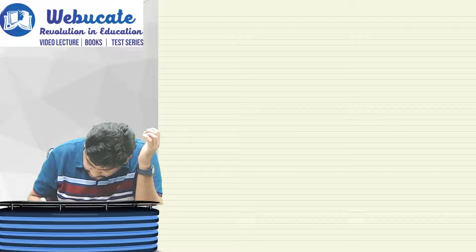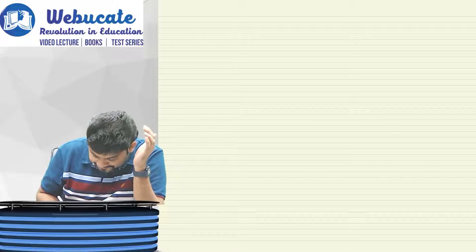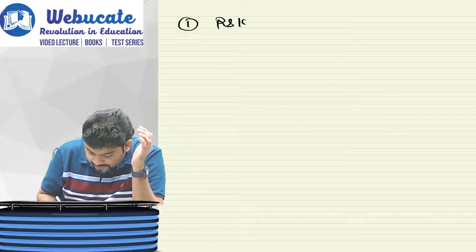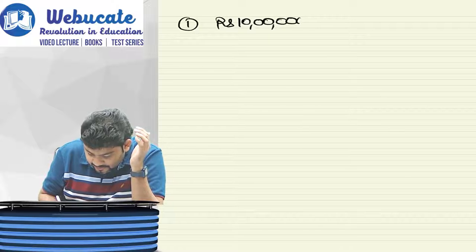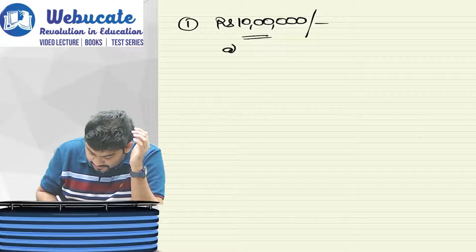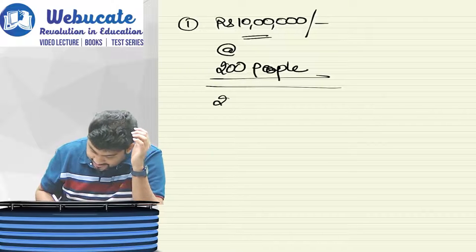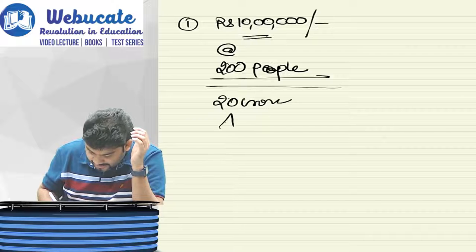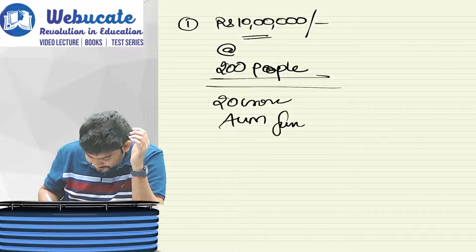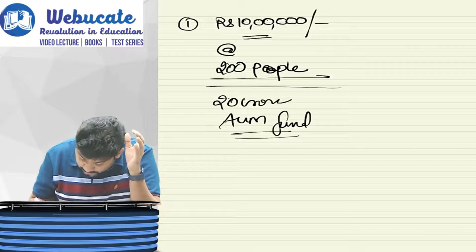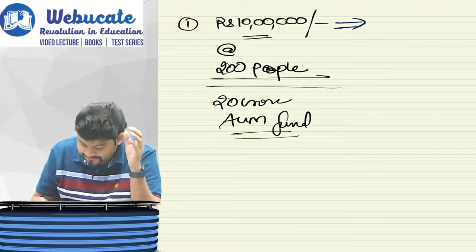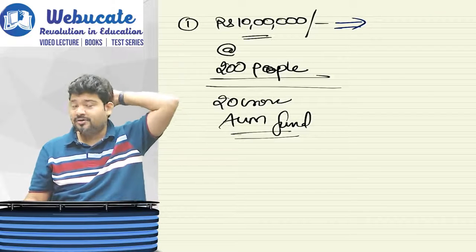So I will tell you that, see, each one of you has 10 lakh rupees. Such 200 people as such you guys are there. Correct. So in all, I am expecting a 20 crore fund, asset under management fund. Okay. Now, how will you get an assurity that whether things are on the right track or not?